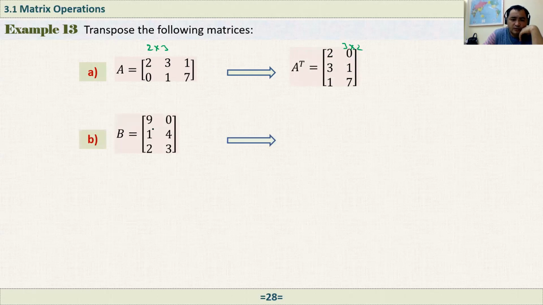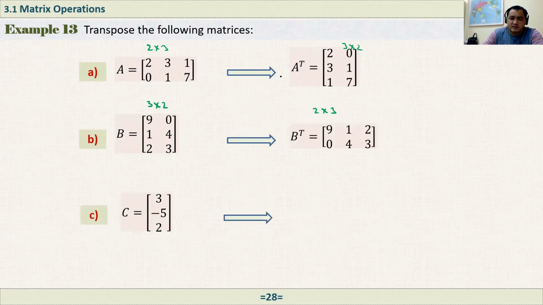The second one, how about this one? See here, this one is a 3 by 2 matrix. If we transpose this, we will get a 2 by 3 matrix. So the first column becomes the first row of the new matrix, and the second column of this matrix becomes the second row of the new matrix. So that is the transpose of B. The first row is 9, 0, the second row is 1, 4, and the third row is 2, 3.